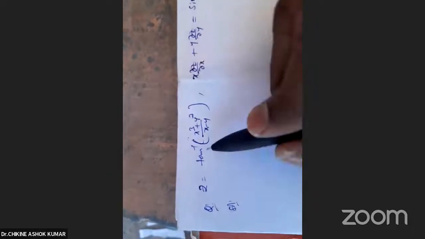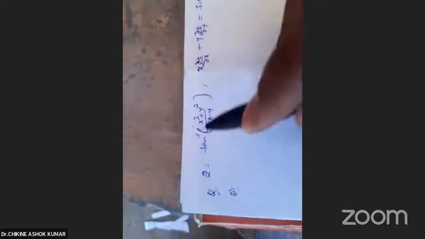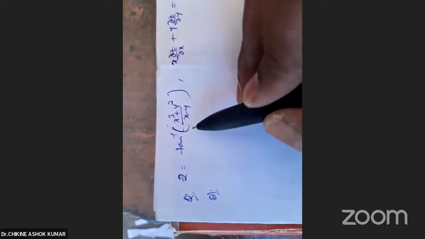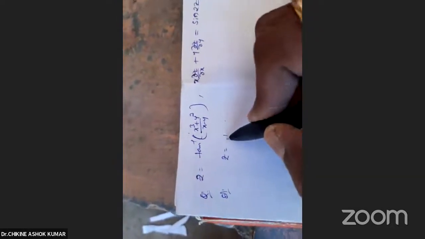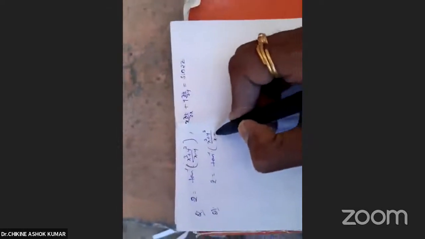Z equal to tan. So I want to prove this result with the help of Euler's theorem. Given Z equal to tan inverse of (x cube plus y cube) by (x minus y). First, let us assume the function Z equal to tan inverse of (x cube plus y cube) by (x minus y).